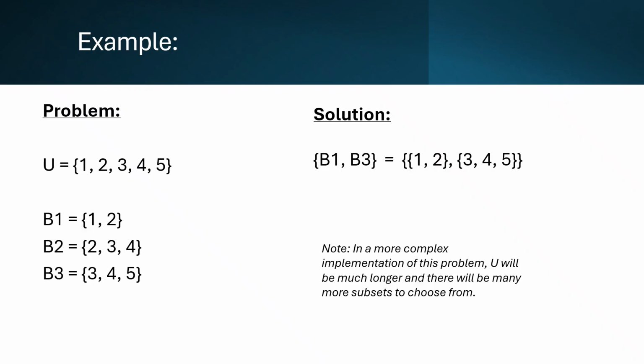And as I said before, they do not have to be in order. In this example, they are in the same order they appear in U. They do not have to be. They can be scrambled. And there can be repeats in your subsets. Not in the same subset, but you can have 3 in both. If there was a 3 in B1, this would also be a valid solution. Note, in more complex implementations of this problem, U will be much longer and there will be many more subsets to choose from, and it will not be this easy to solve.